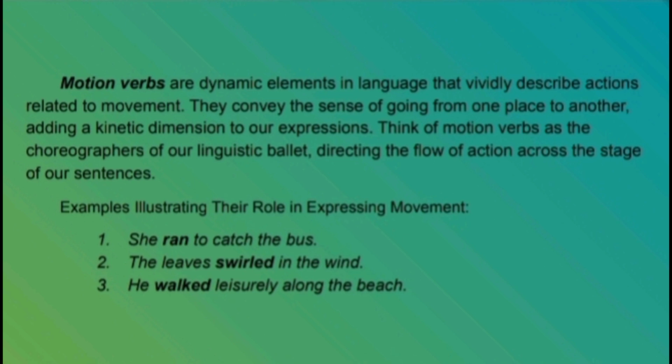The second sentence, the leaves swirled in the wind. Here, swirled adds a visual and dynamic quality, depicting the motion of leaves dancing in the wind. And the third sentence, he walked leisurely along the beach. The motion verb walked paints a serene picture of someone strolling by the beach, portraying a calm and relaxed movement.